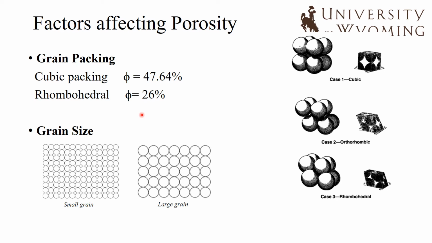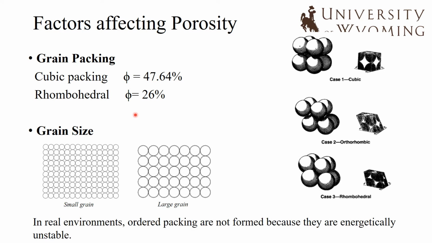So in general, what controls porosity is the packing, how packed the grains are. Sometimes they are packed and sorted pretty well, sometimes they are not. And also the grain size can affect the porosity. If you have a mixture of grain sizes, that can also increase or decrease the porosity.